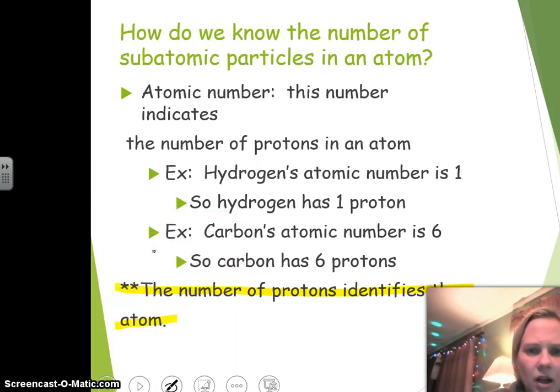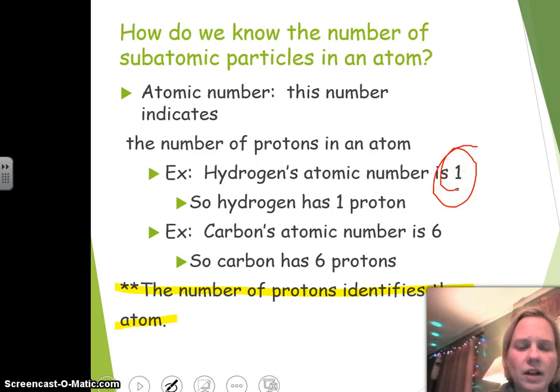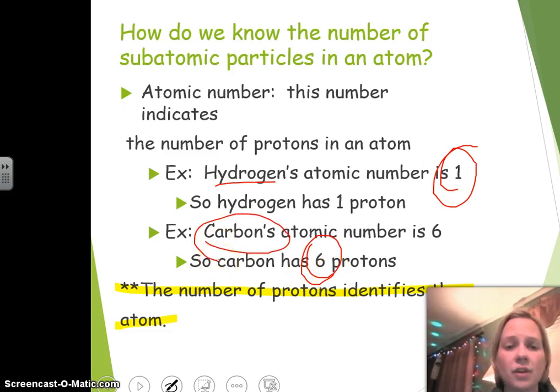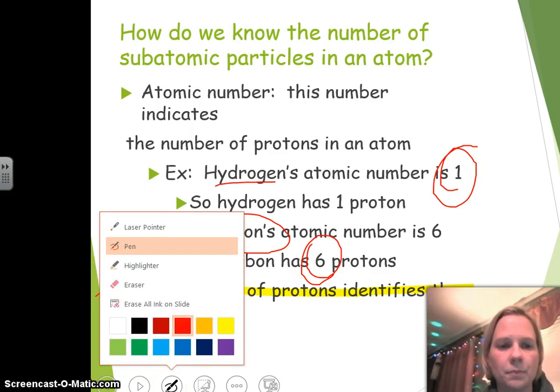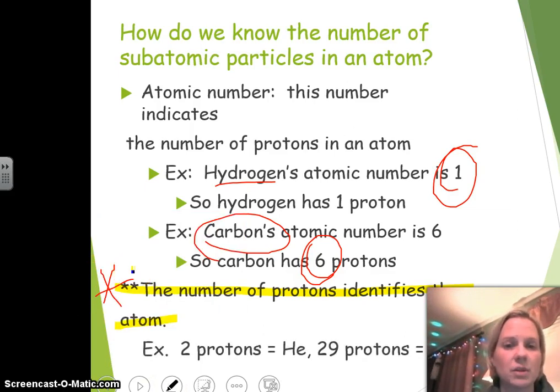That number one right there tells me it's hydrogen. It's specific to hydrogen, the proton number. This six protons tells me it's carbon. If I had any other number, it wouldn't be carbon. So this part right here is very, very important when we think about identifying the particular substance.